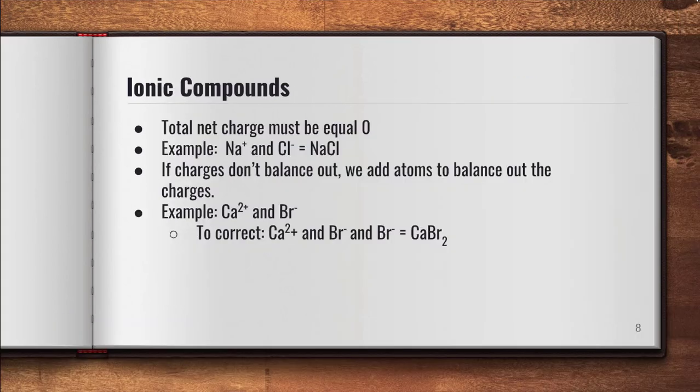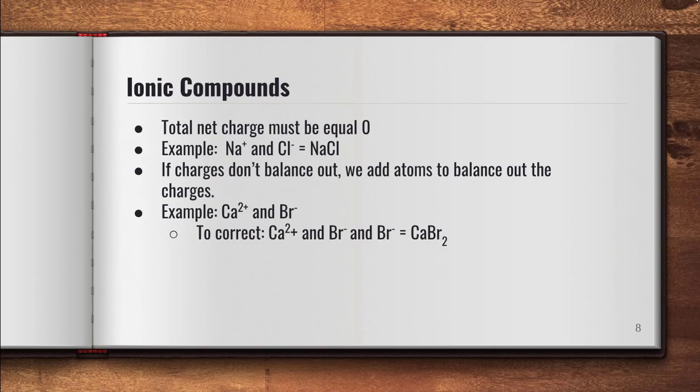So how do we know how to write ionic compounds? Well, the one thing we need to keep in mind is that the total net charge of the compound must equal 0. So for example, sodium has a +1 charge and chlorine has a -1. The +1 and the -1 cancel each other out to leave a net charge of 0, therefore we just write NaCl.